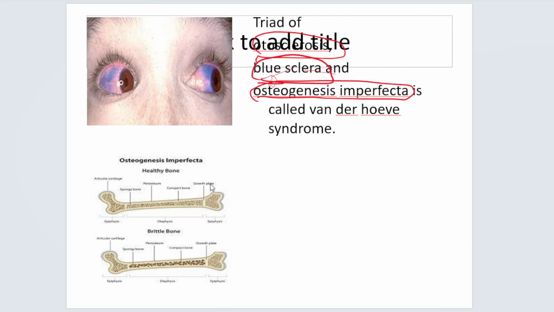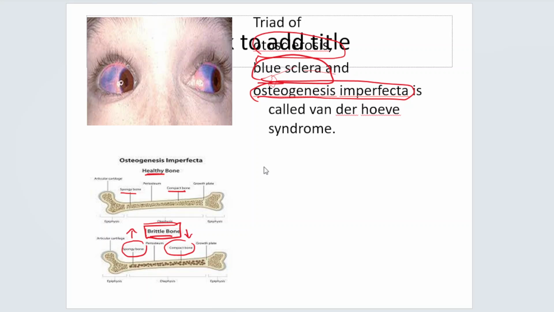What is osteogenesis imperfecta? Here, this is the healthy bone. So here you can see the spongy bone defined by the small brownish dots, and the rest of it is called the compact bone. In osteogenesis imperfecta, the spongy bone increases in comparison to the compact bone. The spongy bone increases, compact bone decreases, causing the bones to break. So that is called brittle bones.